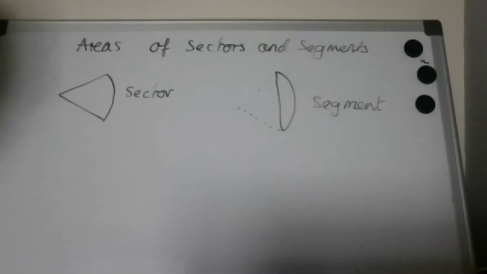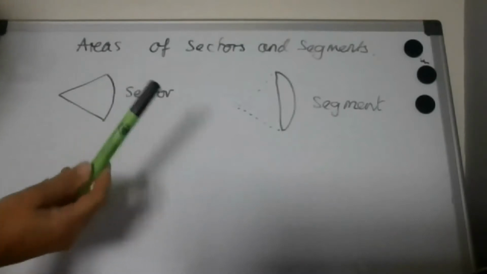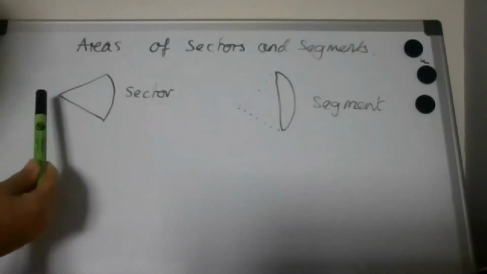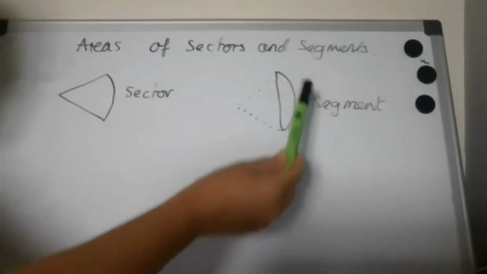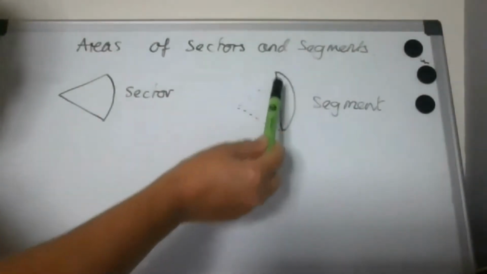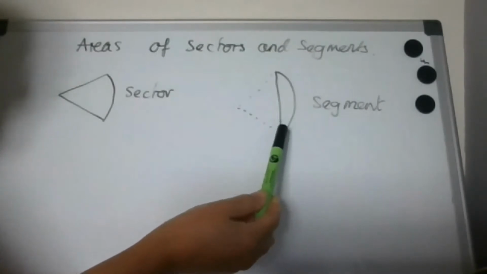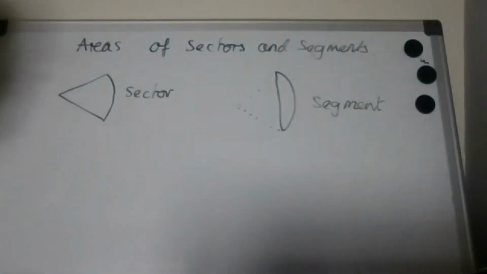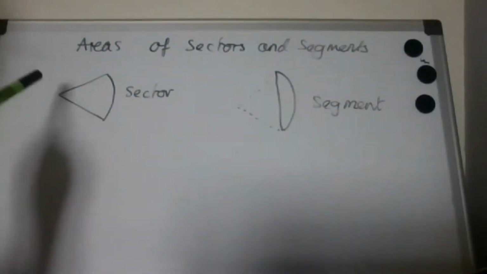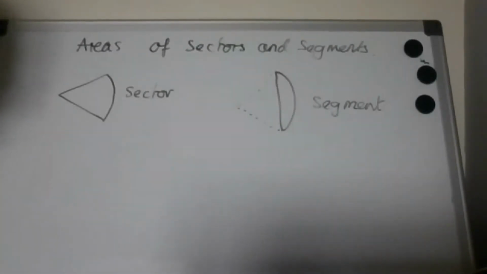Before we go any further, I just want to remind you what they both mean. A sector of a circle is where you've got an arc at the circumference and you join to the centre of the circle. A segment is where you have an arc, but then a chord, which is the straight line, joins the two ends of the arc. So a segment looks like a segment of an orange, which is a good way of remembering the two. A sector has a pointy end, a segment looks like an orange.